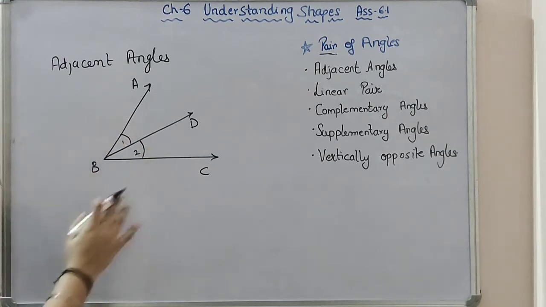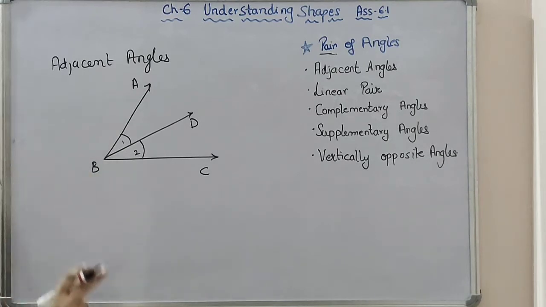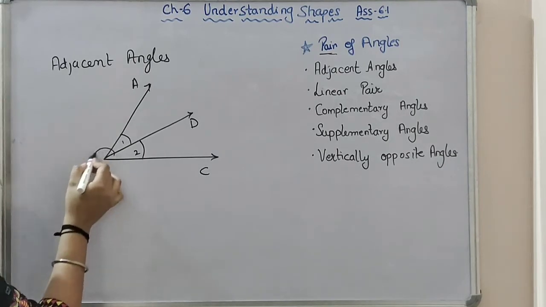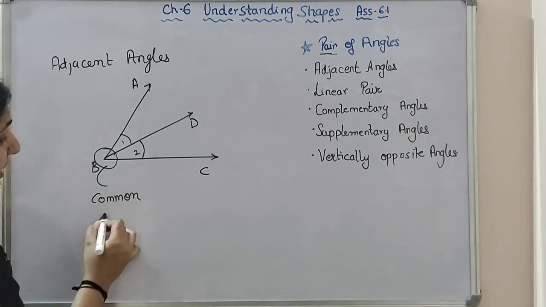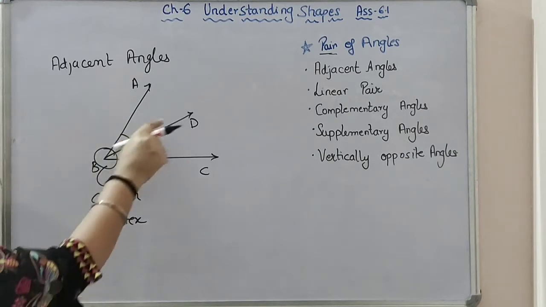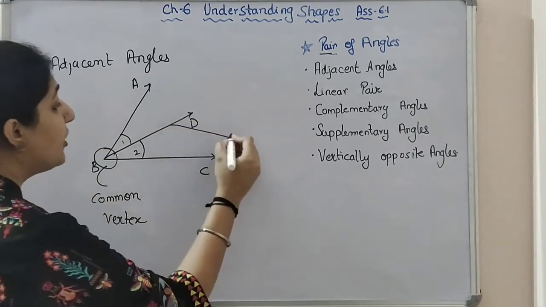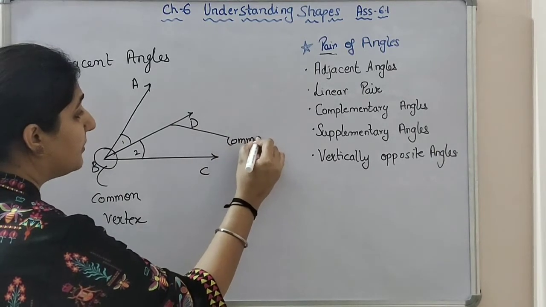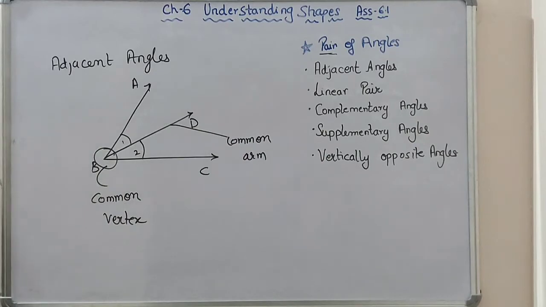Why? Because they are adjacent angles. Why are they adjacent angles? I have told you, the two angles which have a common vertex. So the common vertex over here is B. Okay, and they have the common arm between the other arms. So the common arm is BD. Okay, so that is why it is called adjacent angles.